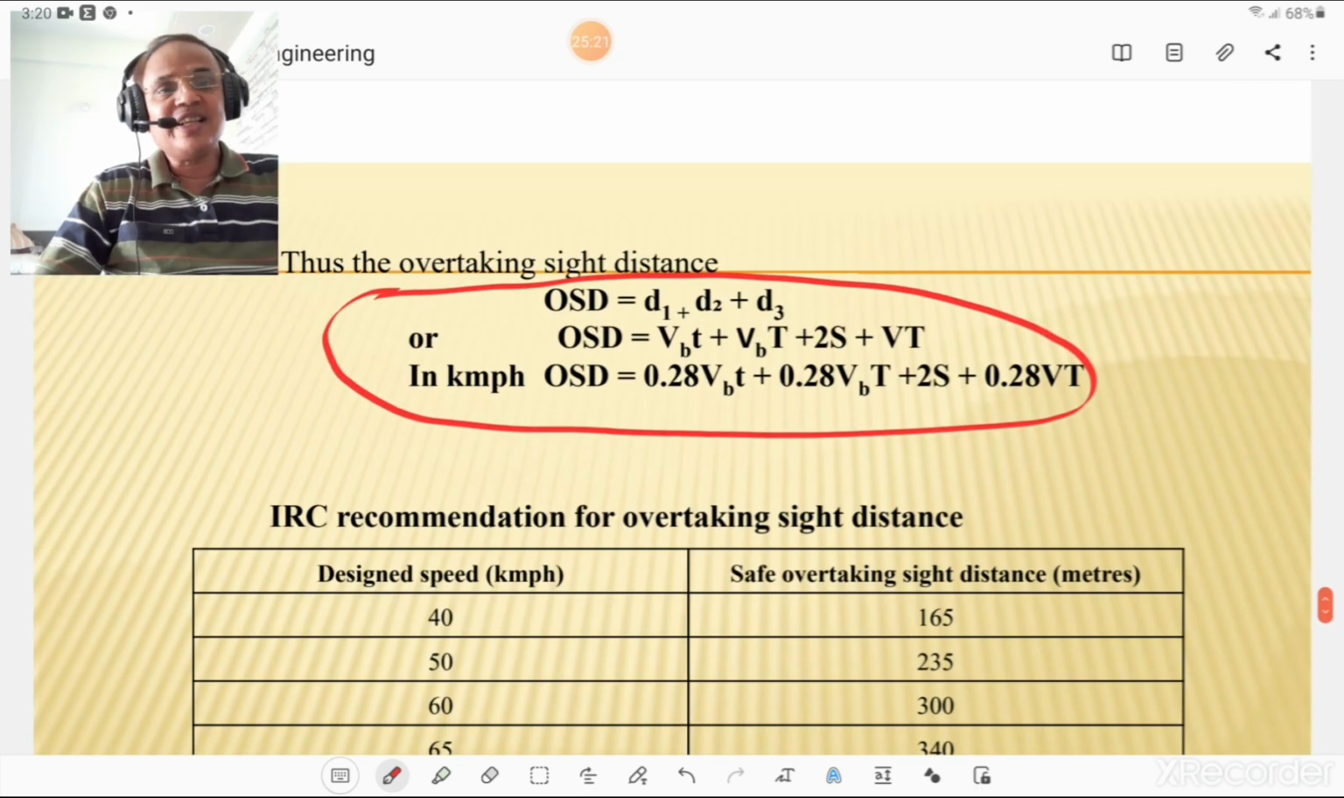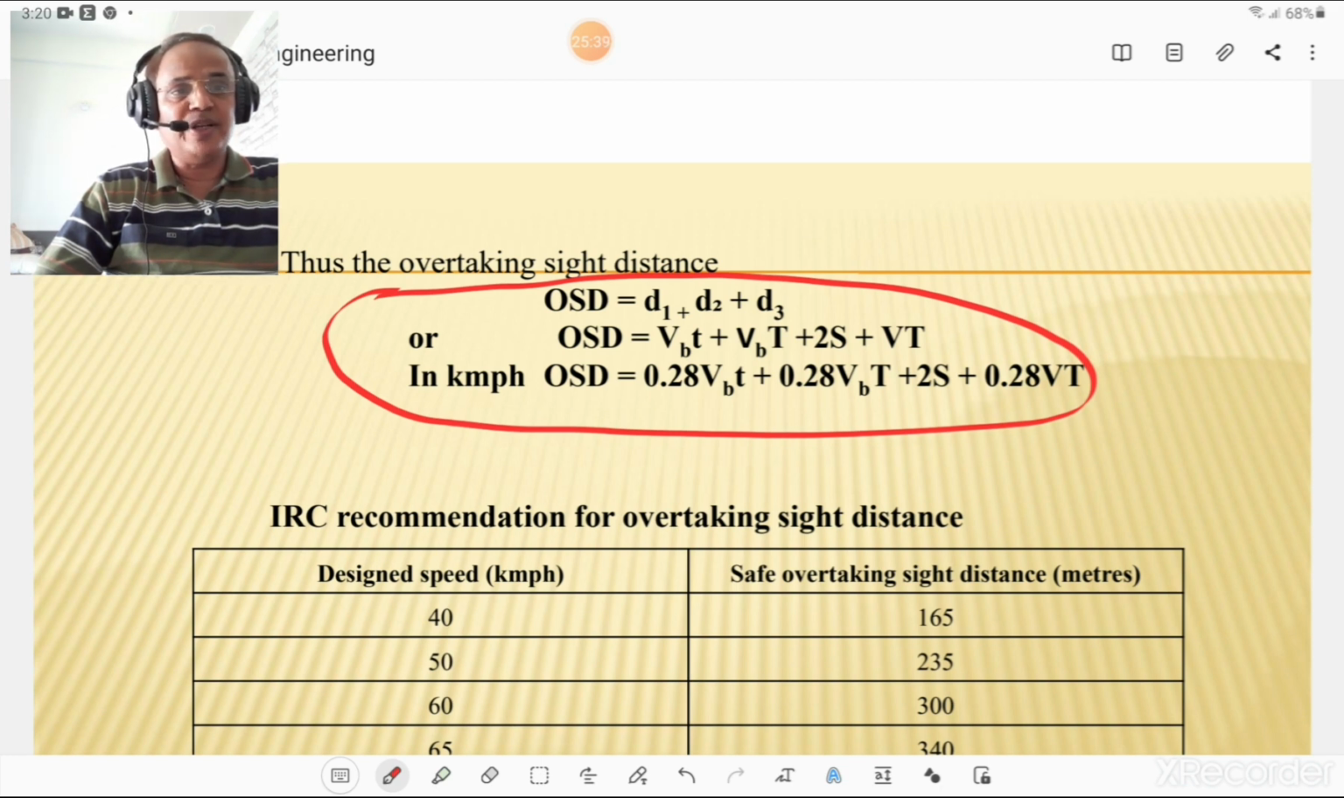So the overtaking sight distance is D1 plus D2 plus D3, or it is Vb small t plus Vb capital T plus 2S plus VT. You may please refer to any book for these derivations. In kilometer per hour, the overtaking sight distance is 0.28 Vb small t plus 0.28 Vb capital T plus 2S plus 0.28 capital VT.